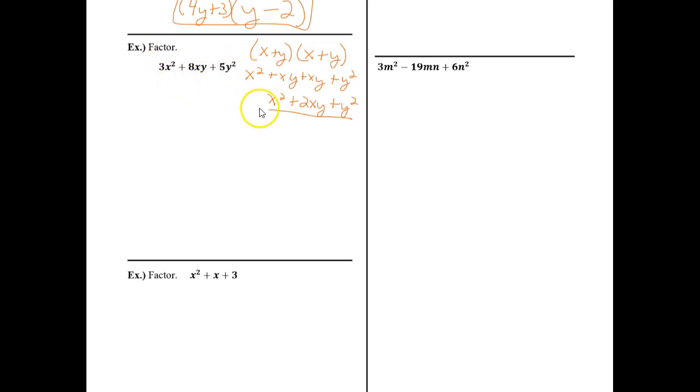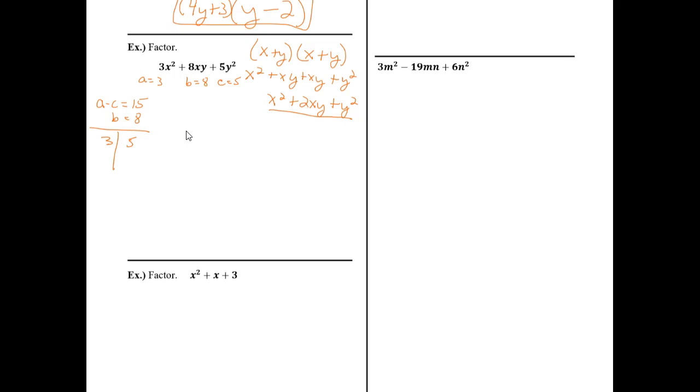I see 3 terms. I have to identify my A, B, and C. A is 3, B is 8, C is 5. So A times C, 3 times 5 is 15. So I need factors of 15 that are going to add to 8. So I know right away 3 times 5. I could keep looking for other factors if I didn't see that one right away, but I do see 3 times 5 is 15, 3 plus 5 is 8.